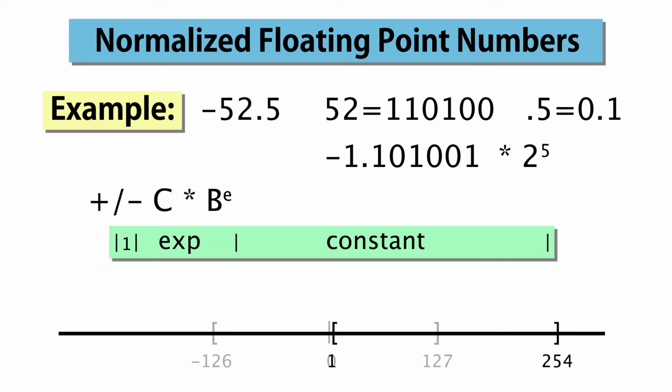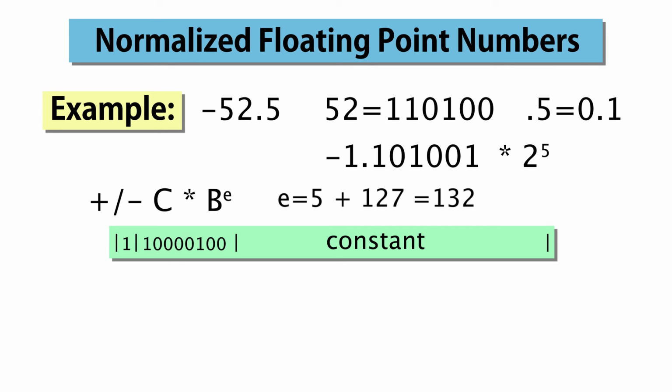In the case of our example, we're encoding an exponent of 5. We do that by storing the exponent 5 plus the bias of 127. And this gives us 132, and that's the value we store in the exponent field. The binary encoding for 132 is 10000100. So putting this value into the exponent field, we have the following.